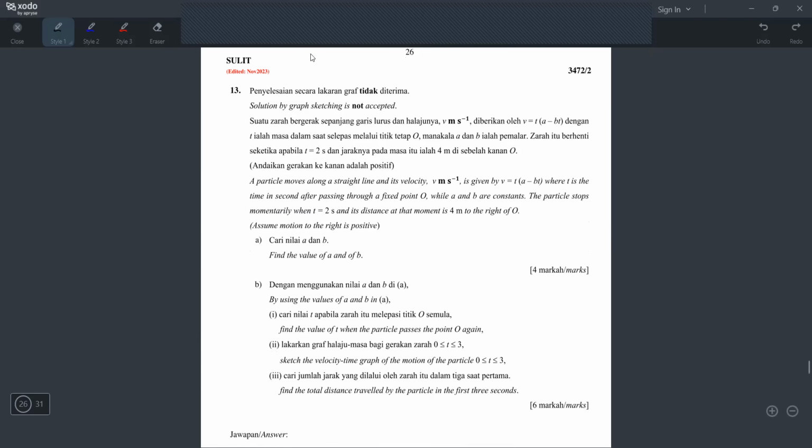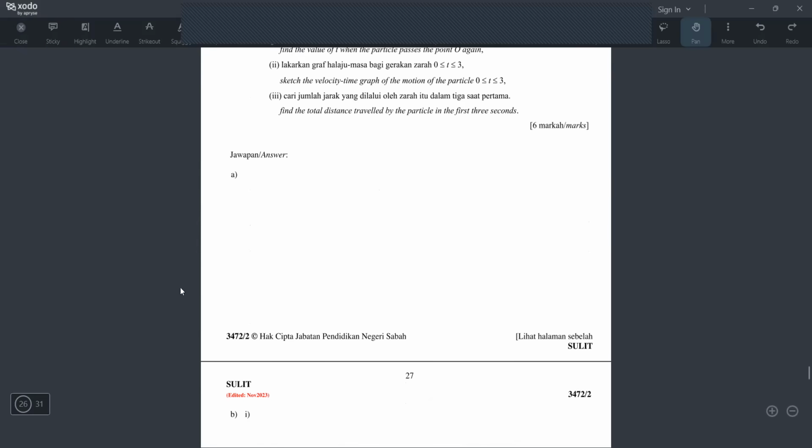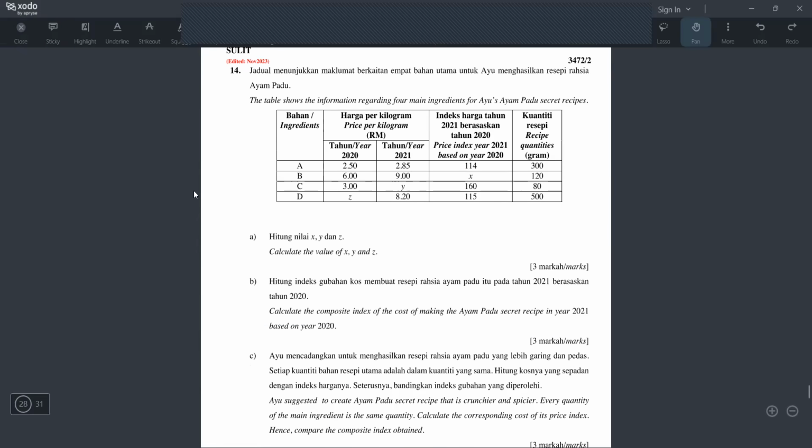Okay, number 13 I won't do because this is kinematics. So I won't do this, right? And then 14 is index number.